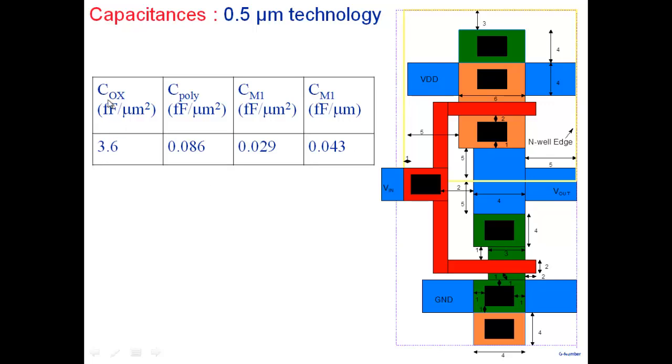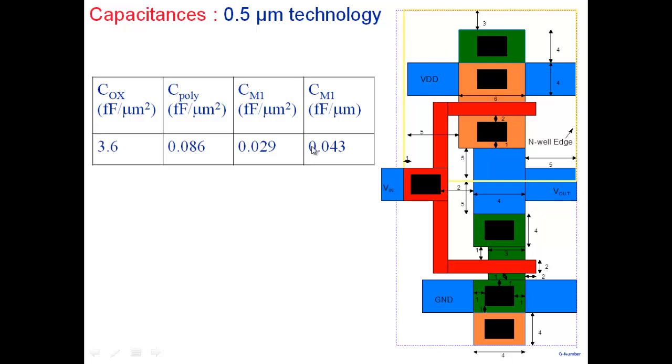COX, oxide capacitance, is the capacitance, as I've been saying, underneath the poly there is a gate oxide. That's where you make the transistor. That capacitance has a value of 3.6 femtofarads per micron square. Okay, this is the channel part there. Poly, this poly which is running over field oxide, gives rise to a capacitance of 0.086 femtofarad per micron square. Metal 1, this metal 1 that you see here, the first layer of metal, its capacitance is 0.029 femtofarad per micron square.